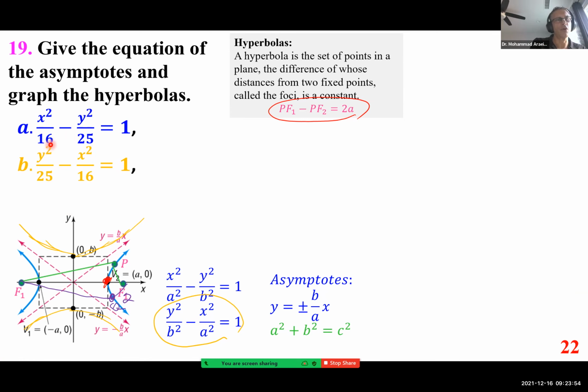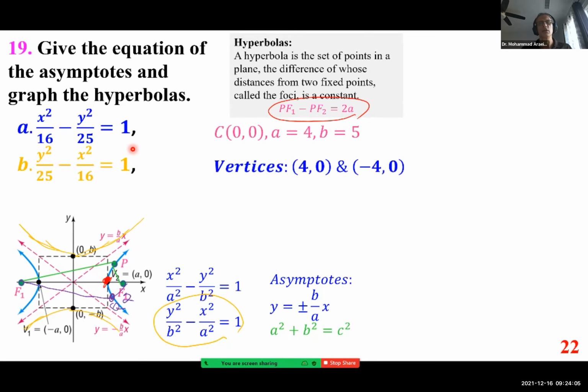This one, A is 4, the square root of 16. This one, B is 5, the square root of 25. And they have the same answer so far. So this is the same, the center, A and B.